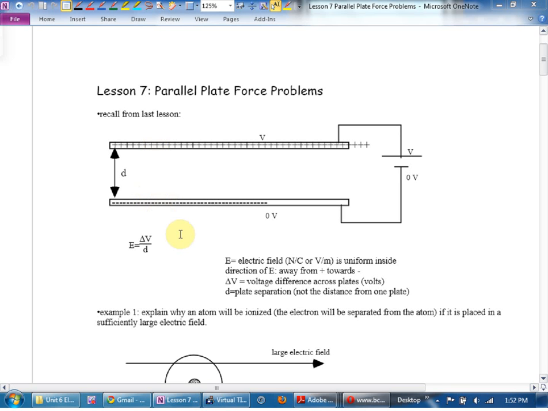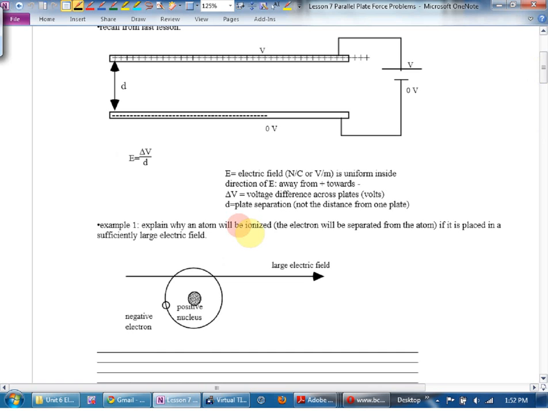Now, an atom can be ionized, which means it loses an electron, if it's placed in a sufficiently large electric field. Why? Well, the force holding the electron in is kQ1Q2 over r squared, where Q1 is the positives in the nucleus, and Q2 is this lonely little electron.